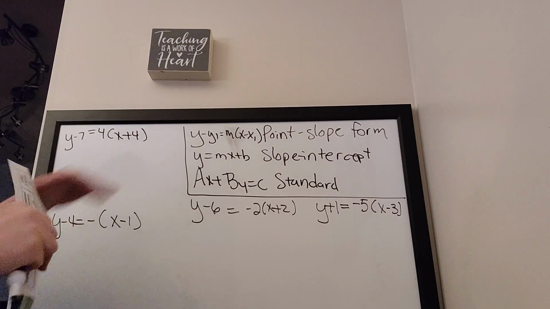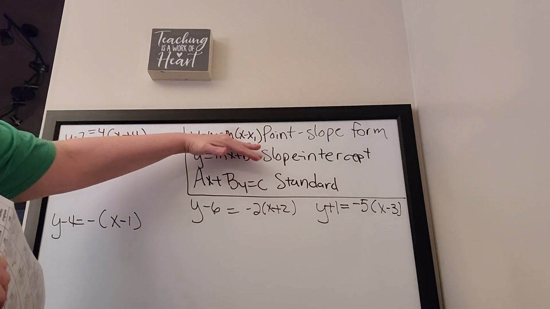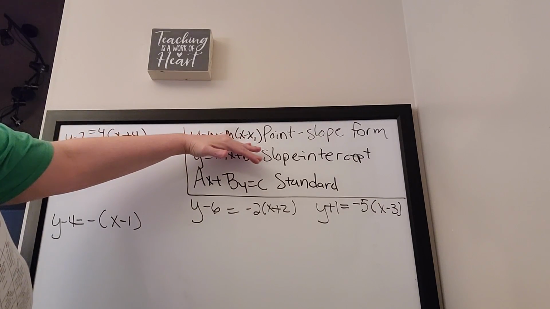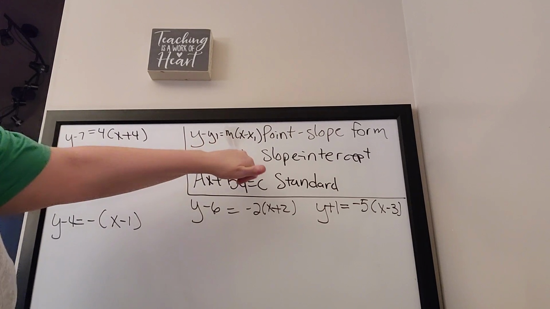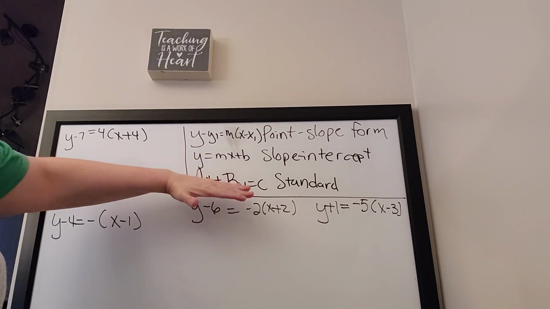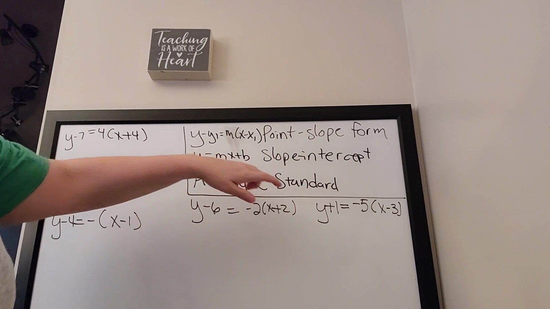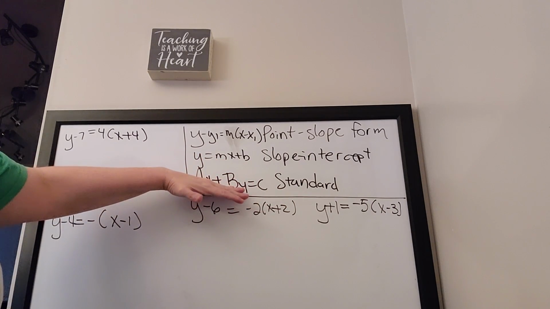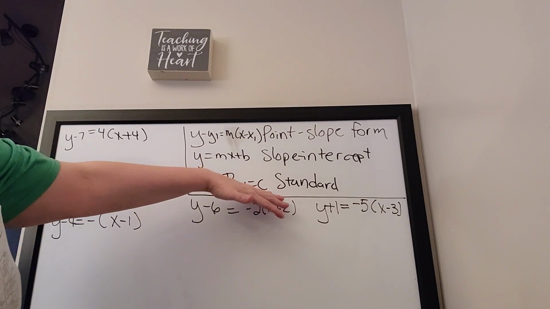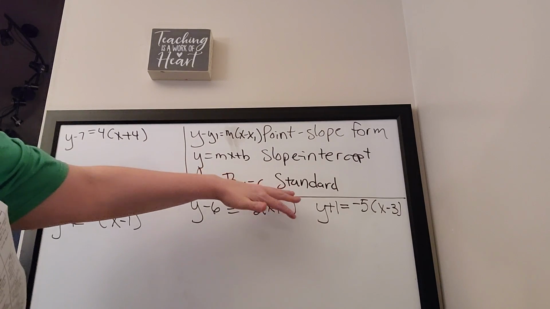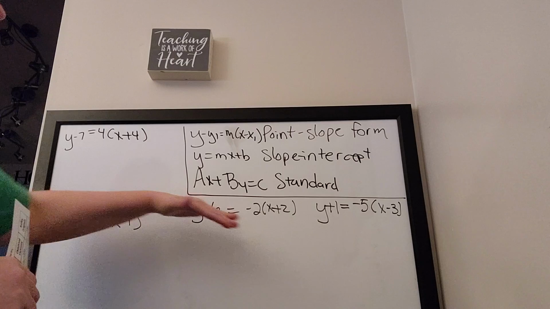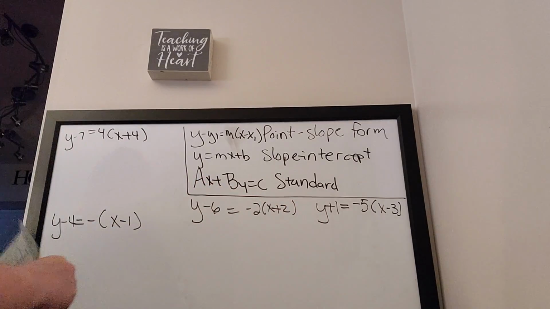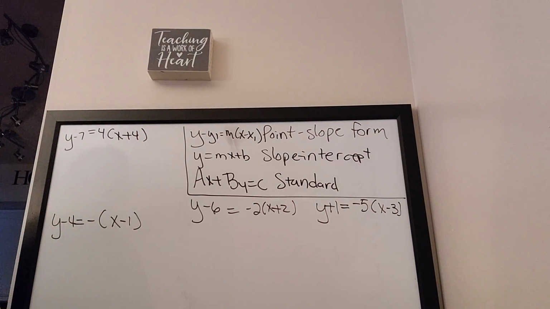Okay, so again, point slope, y minus y1 equals m times x minus x1. Slope intercept, you remember y equals mx plus b, m is the slope, b is the y-intercept. And standard is ax plus by equals c. So our x and y are on this side, our constant, which is the number without a variable, is on this side of the equal sign. These are all in point slope form. These two I'm going to change to standard form.